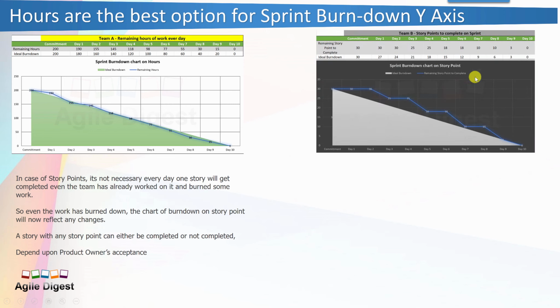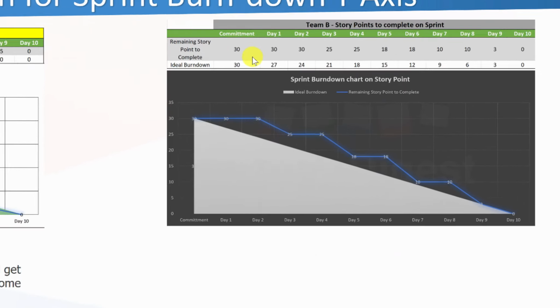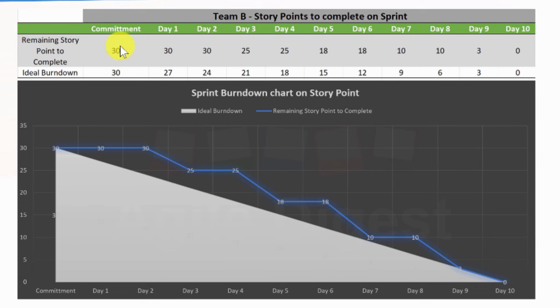If you look at this chart, it's on story points, where the remaining story points on day 1 is 30, that's actual. The ideal will show 27, 24, but in real life that is not possible, because for the first 3 days it remains at 30, then one or 2 story points get accepted, so we have 25 continuously, then something burns down and it's 18. This is how it goes, whereas in hours it reflects the actual hours of work the team has spent, based on the remaining hours they estimate every day.